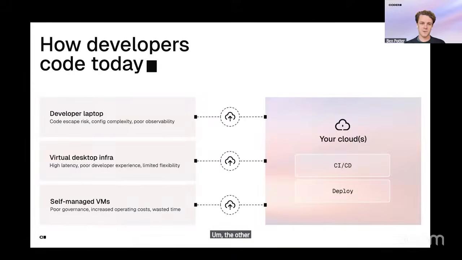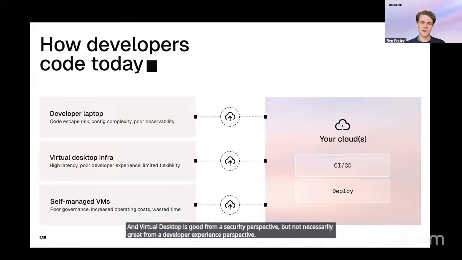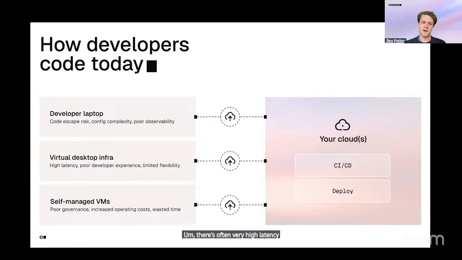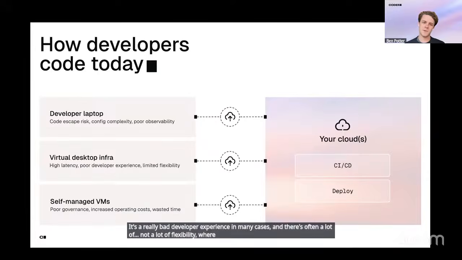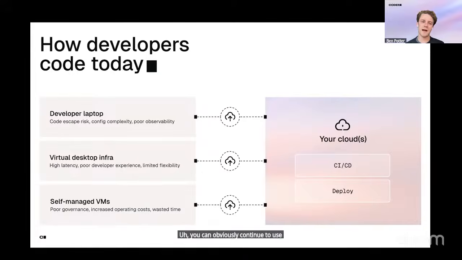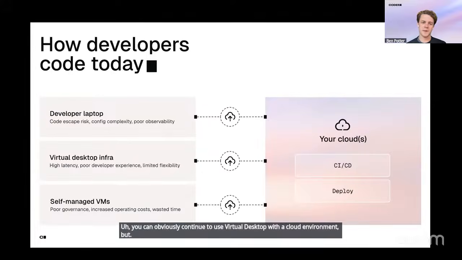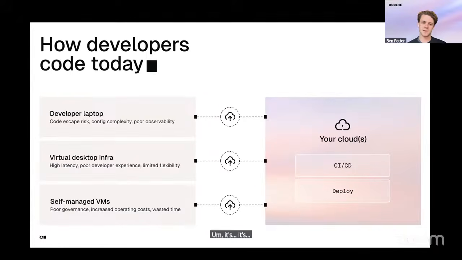The other way that we see people work around the source code security thing is through virtual desktop. And virtual desktop is good from a security perspective, but not necessarily great from a developer experience perspective. There's often very high latency connecting into a virtual desktop environment. It's a really bad developer experience in many cases, and there's often not a lot of flexibility, where developers have to ping IT teams for access to new tools and platforms and credentials. You can obviously continue to use virtual desktop with a cloud environment, but it's much better to essentially have a second environment that you use for software development.